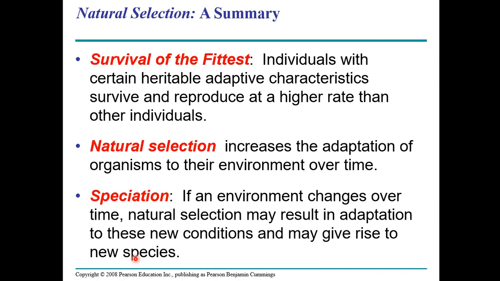So, meron tayong mga terms dito. Survival of the fittest. Ito kasi yung term na ginagamit. Individuals with certain heritable adaptive characteristics survive and reproduce at a higher rate than other individuals. Let's not be confused by the word fittest. Pag sinabi kasi natin na fittest, nagpipertain siya sa degree ng organism. For example, sino yung king of the jungle? For example, lion. Siya yung more likely na mag-reproduce. But fittest does not mean you are large enough, or strong enough, or fast enough to survive the environment.